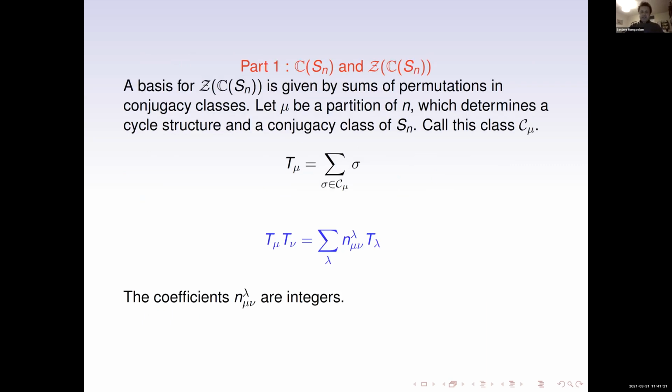So let's look at the group algebra of Sn. This we know. And then we want to look at the center of the group algebra: linear combinations of things in Sn which are invariant under conjugation, or which commute with everything. So we want things which obey this for any gamma. How do we build these things which commute with everything, so which are central? There's one such central element for every conjugacy class. So you take some conjugacy class, where mu is a partition which specifies a cycle structure.